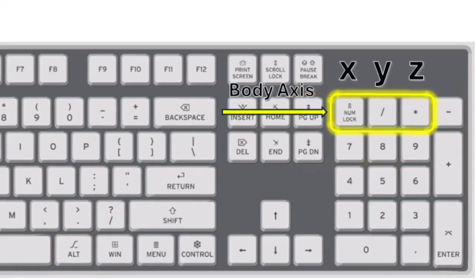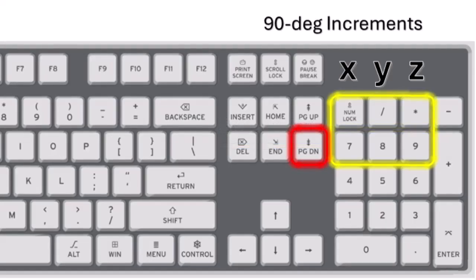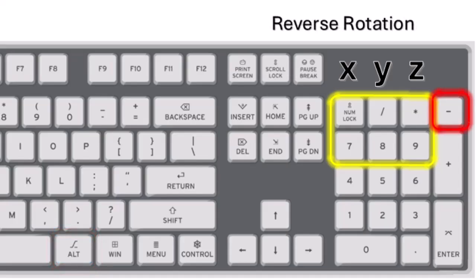The first three keys, numlock, slash, star, are going to rotate about the body axes. The next three keys, 7, 8, 9, will rotate about the screen axes. You also can use those in combination with the page down key to rotate in 90-degree increments about any of those axes. You can also use the Alt key in combination with those keys to rotate in 3-degree increments. You also have the ability to rotate in the opposite direction. That's using the minus sign in combination with those keys.